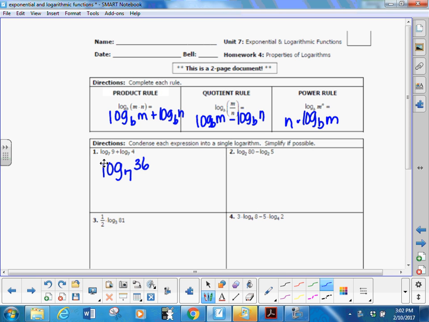For number 2, I'm condensing and I see the subtract sign, so I'm thinking log base 2. Subtract, I'm thinking about dividing. 80 divided by 5, so 80 divided by 5 is 16.